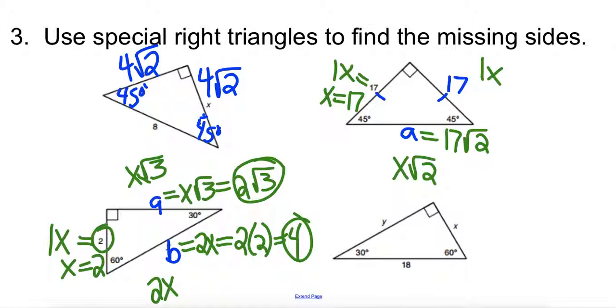All right, let's check out the last one of these. And again, I'm going to label this a and b just so we don't have confusion with x's. It's another 30, 60, 90 triangle. So that's a 1, 2, root 3, 1x, 2x, x root 3. So across from the 30-degree angle is 1x. The hypotenuse is 2x. And across from 60 is the x root 3.